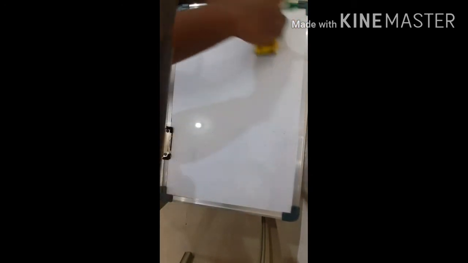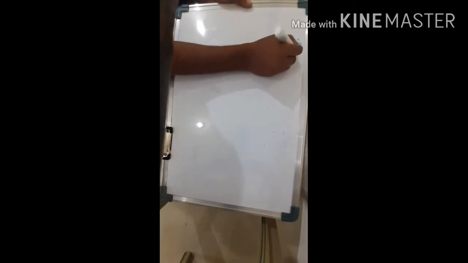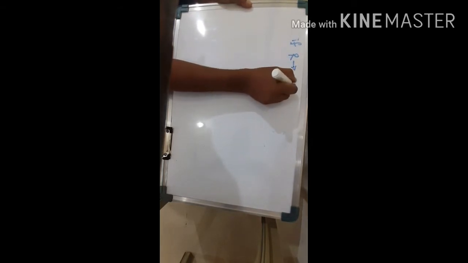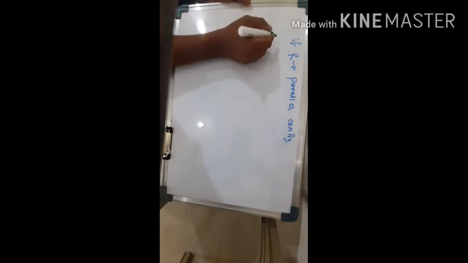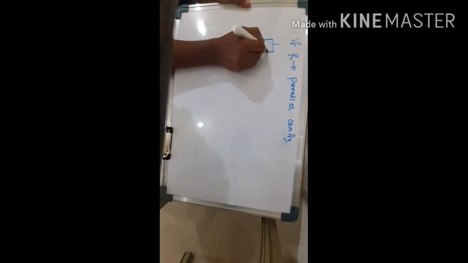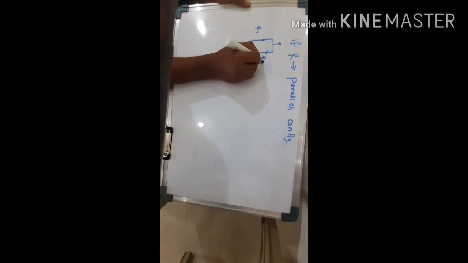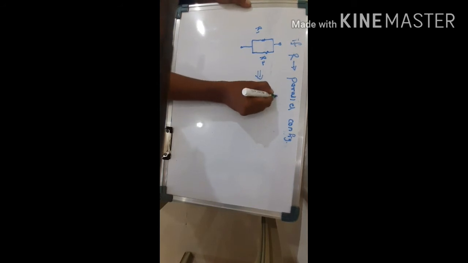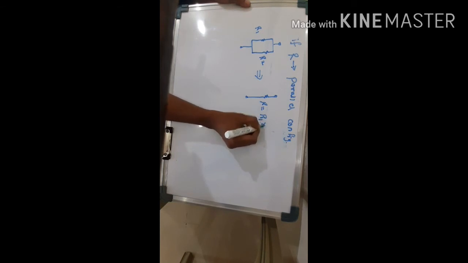Afterwards we will see the resistances connected in parallel configurations. If two resistances R1 and R2 are connected in parallel, the resultant is R1 into R2 divided by R1 plus R2. Here again I will draw the two resistances, R1, R2. The resultant is a single resistance R, equal to R1 into R2 divided by R1 plus R2.